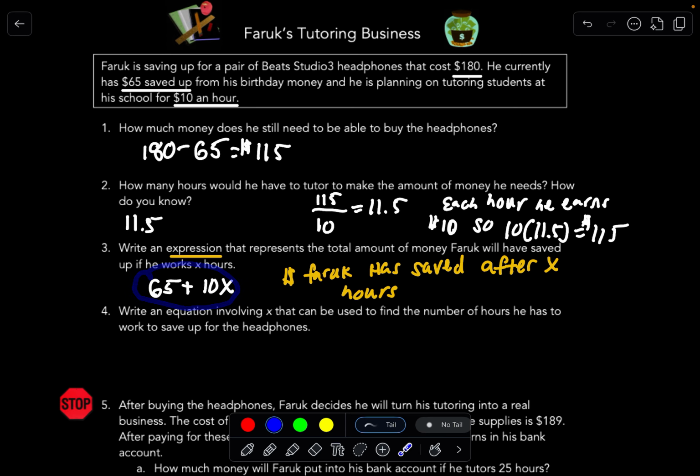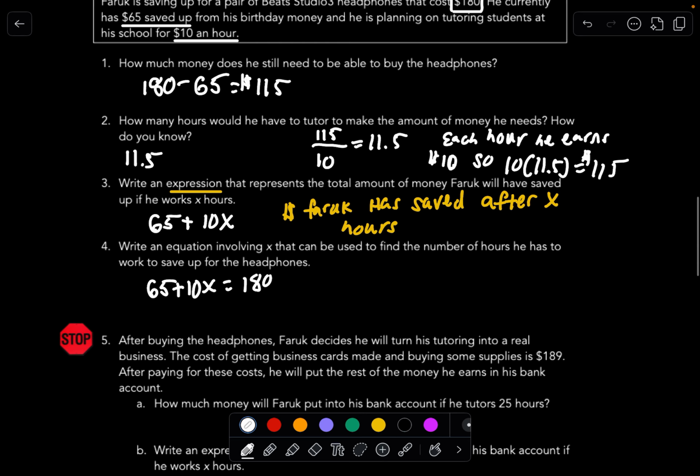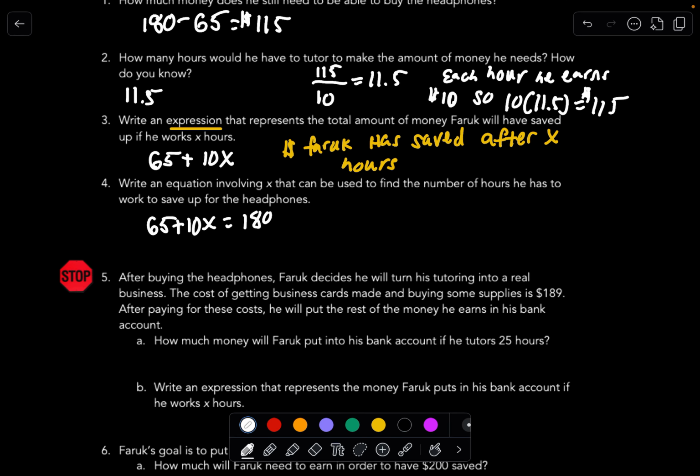It's not an equation. To make an equation, you set this expression of 65 plus 10x equal to the amount of money he needs to have saved. All right, and that would be equal to 180. Okay, because he needs $180 to buy his headphones. Of course, it does not include taxes and governmental fees and all that stuff. So if we included that, it'd be a little bit more complicated to calculate the amount he needs.